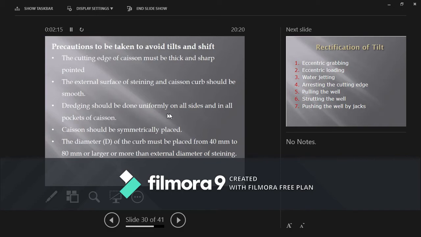Dredging should be done uniformly on all sides and in all pockets of the caisson. Dredging process may cause additional excessive movements at the base, so it may cause the tilts. Caisson should be symmetrically placed. The diameter of the curb must be 40 mm to 80 mm or more than the external diameter of the steining. So all these precautions you need to take while sinking, so that there will not be any additional movement produced which will cause the tilts or shift.